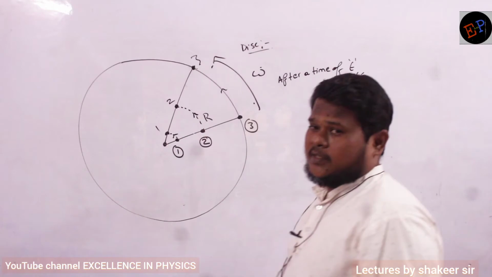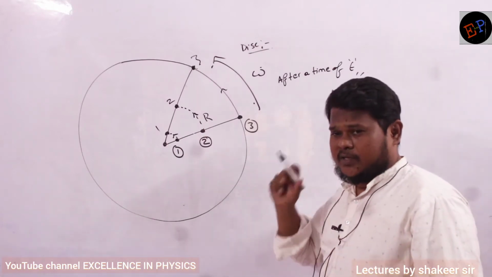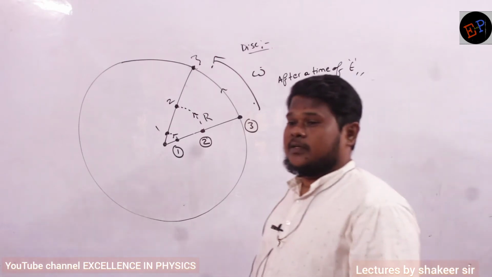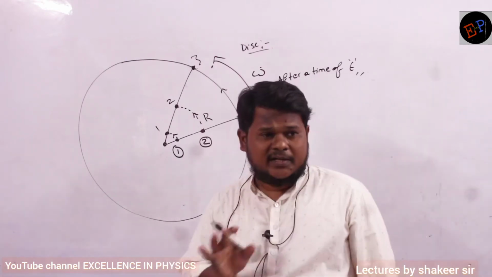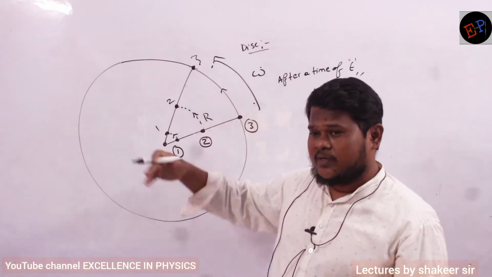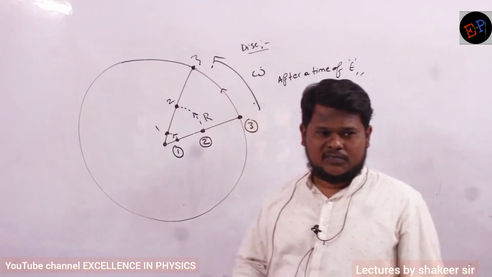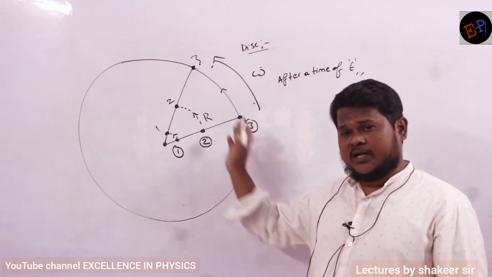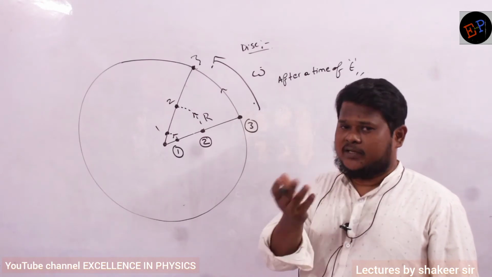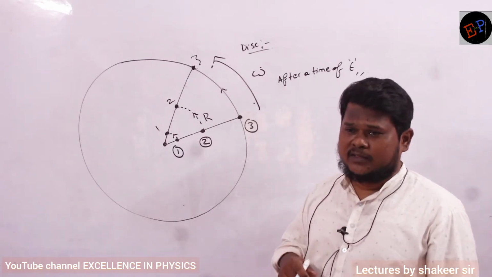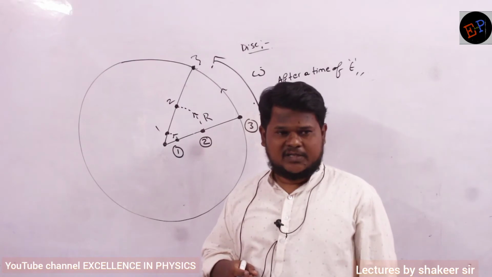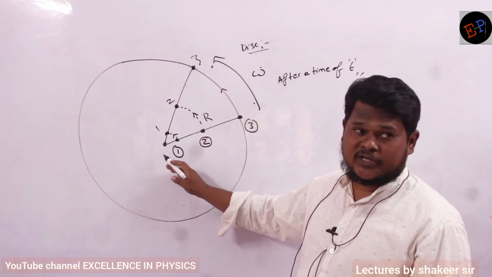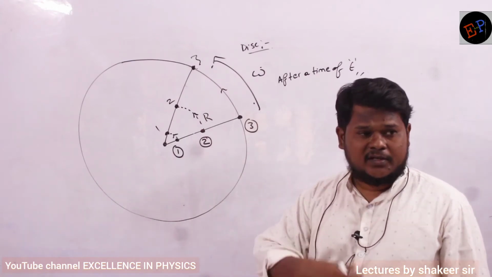Now in all these points, can you say some similarities and some dissimilarities? Theta is the same, very good. The similarity is that all the points have covered the same angle. Let us consider the first particle covered 30 degrees. The second particle will cover how much angle? 30 degrees only. The third particle also will cover 30 degrees only. So whatever may be the distance of these points from the axis of rotation, all these points have covered the same angle.